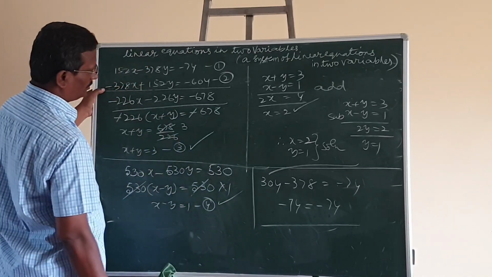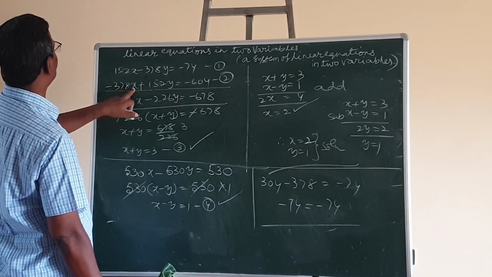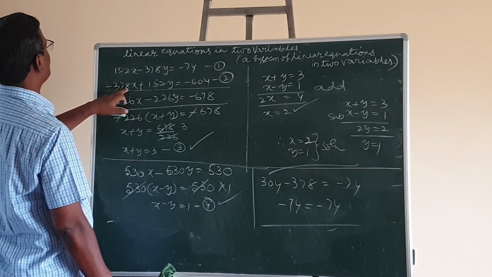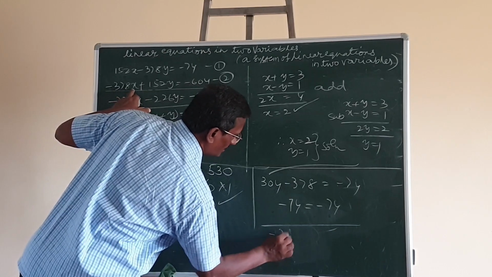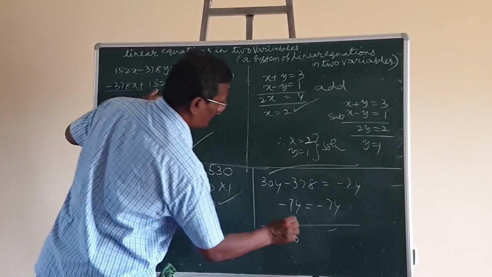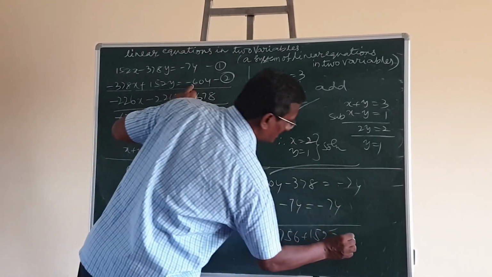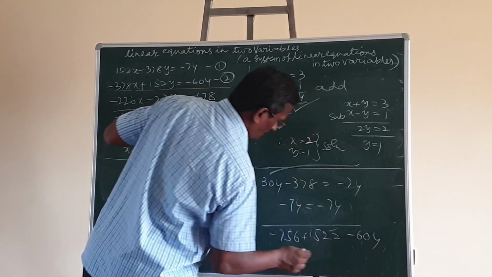Similarly, in equation 2, x is equal to 2. Minus 378 into 2, that is minus 756, and y is equal to 1, plus 152, is equal to minus 604.